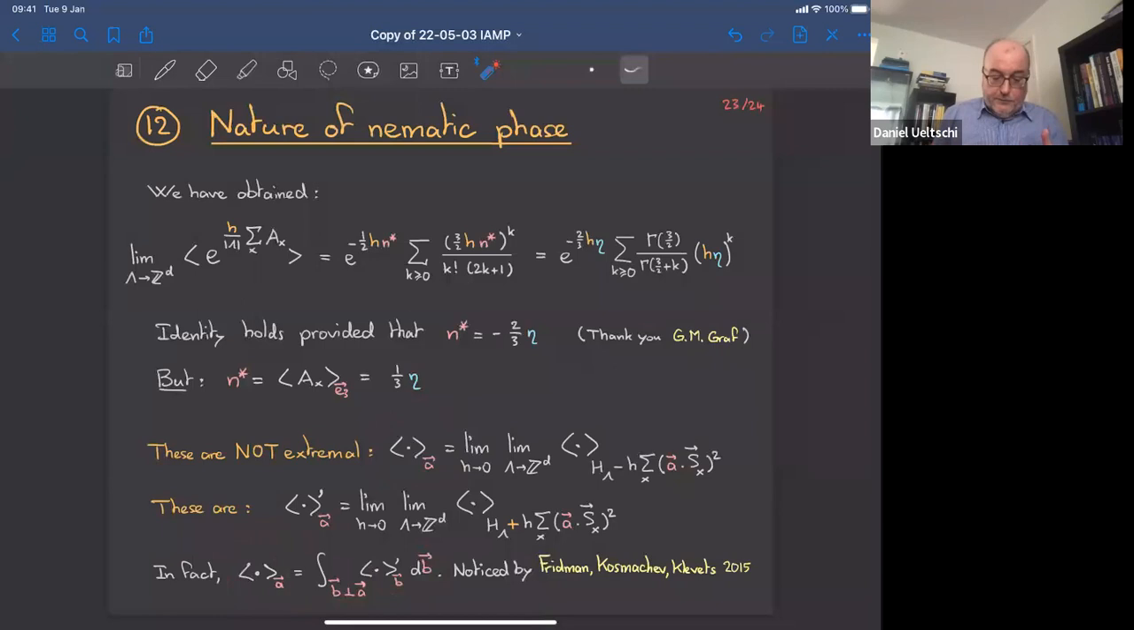But okay, this is a situation where doing calculations with symmetry breaking, with loops, and reconciling them allows us to actually understand really the nature of the symmetry breaking.